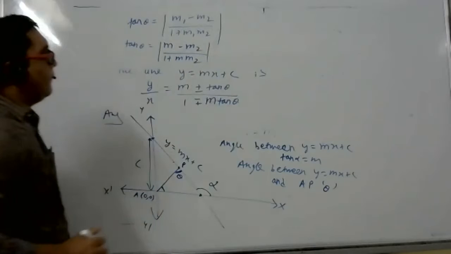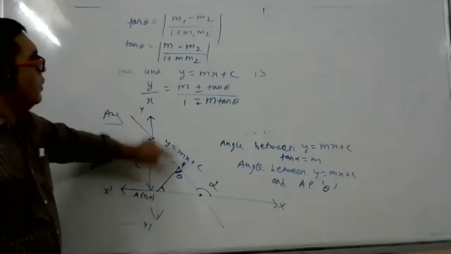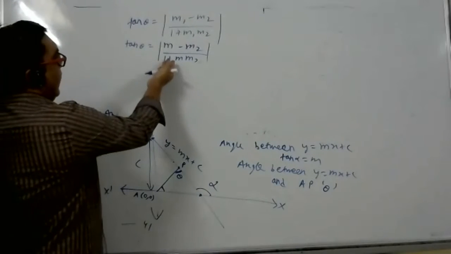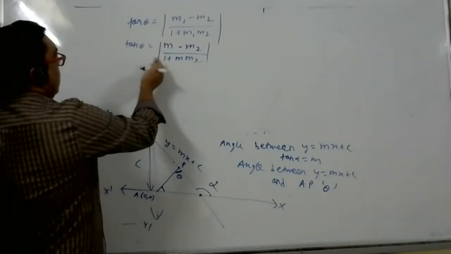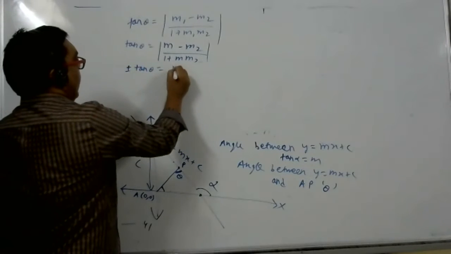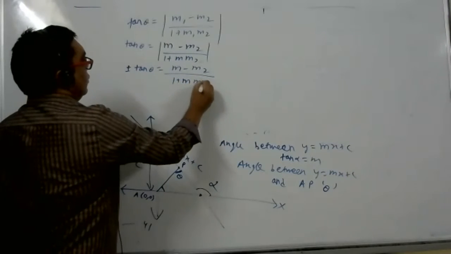Ask me what doubt you have. AP slope we don't know, student. Yes, sir, I understood. Now what happens, student? The mod we will remove, so what will we get now? Two cases: plus minus tan theta is equal to m minus m2 by 1 plus m m2.